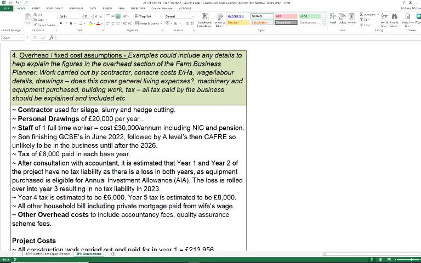Section 4 covers overhead and fixed cost assumptions. Examples could include any details that help explain the figures in the overhead section of the farm business planner. Work carried out by contractor, such as Conacre, wage, labour, rates, drawings, and so on, can be included on this.